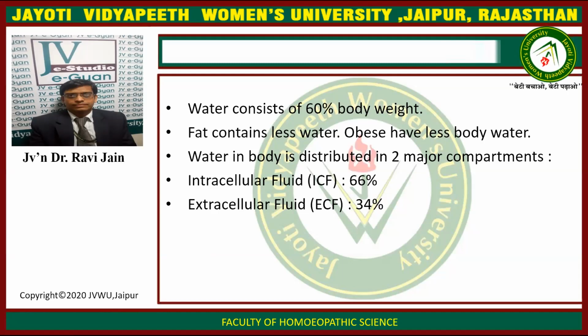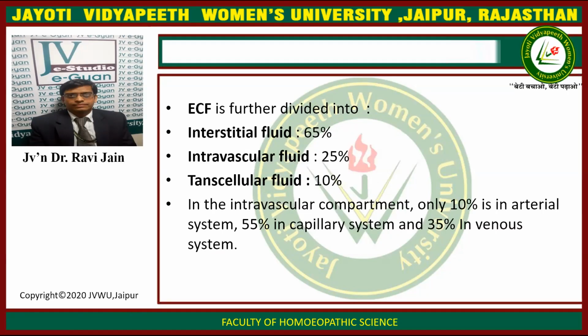The water in the body is distributed into two major compartments: one is extracellular fluid and the other is intracellular fluid. Intracellular fluid, or ICF, consists of 66% and extracellular fluid, that is ECF, consists of 34%. ECF is further divided into interstitial fluid 65%, intravascular fluid 25%, and transcellular fluid 10%.